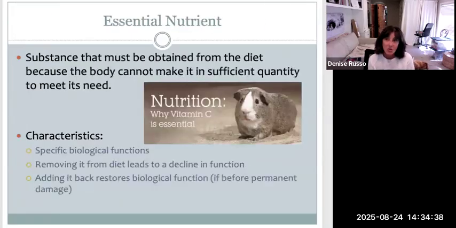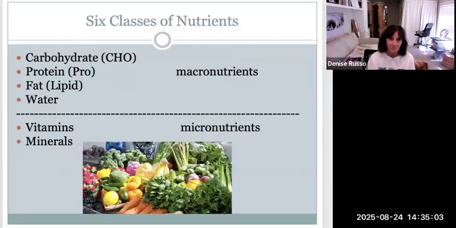We classify nutrients as either essential or non-essential, and essential just means that we don't synthesize them either at all or in a quantity that's sufficient. I think vitamin D is the most notable for people. We know if we go out in the sun, we'll synthesize some vitamin D, but that's not an adequate amount. So nutrients that we must get from our diet to prevent deficiency are considered essential nutrients.